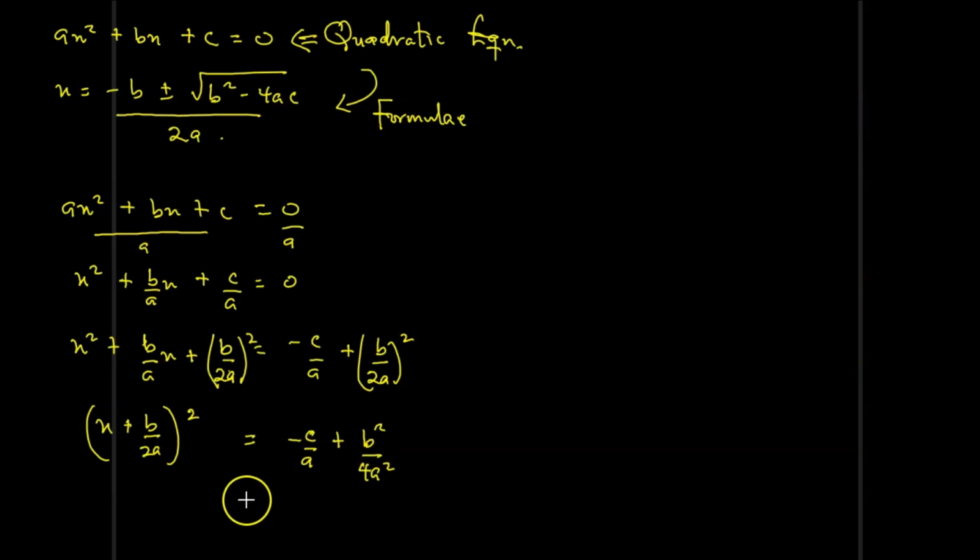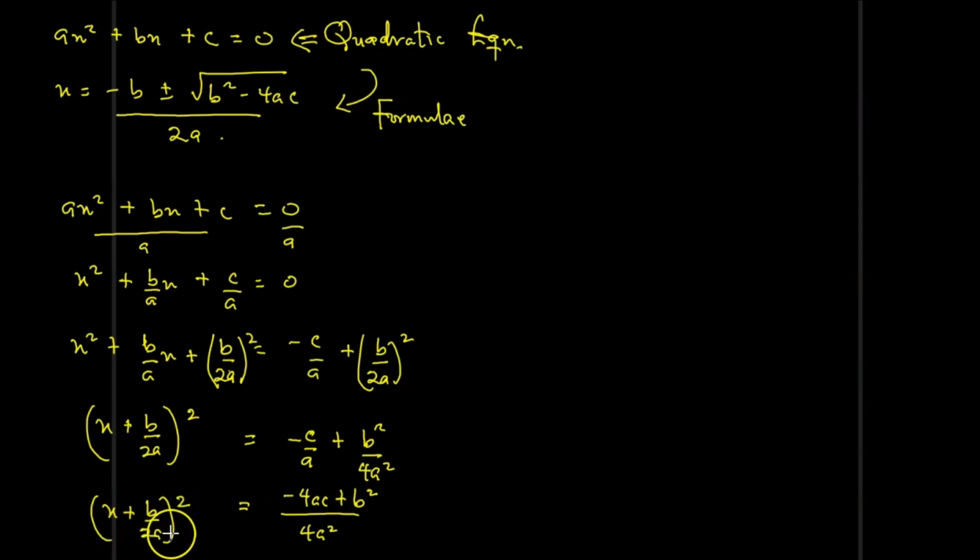At this point, we can merge it, and in doing so, on the right hand side, the LCM is going to be 4a squared. A will go into 4a squared, 4a times, multiplying negative c, we have minus 4ac. Then plus 4a squared goes into itself once, multiplies b squared, we have b squared. Then we have the left hand side still being (x + b/2a) all squared.